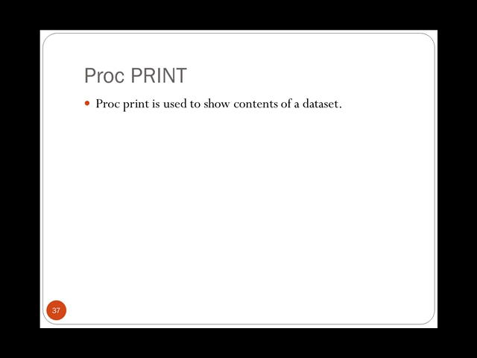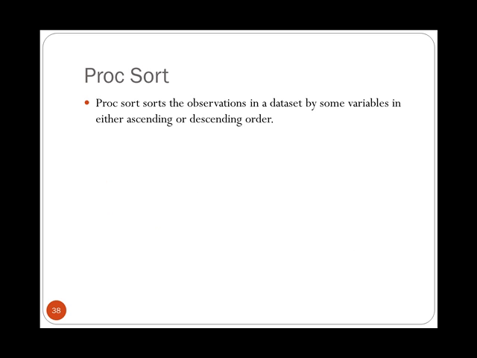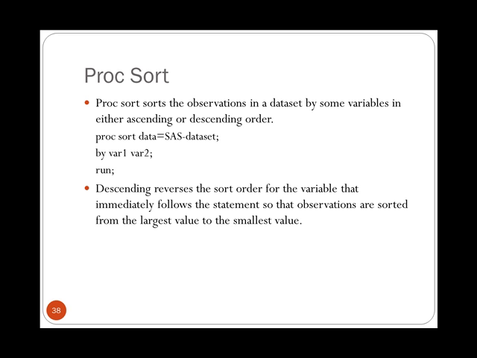Proc print is used to show contents of a data set. It's strongly recommended that you always include the data option in the proc statement, especially when you are working with several data sets simultaneously. Proc sort sorts the observations of the data set by some variables in either ascending or descending order. By default, it will be sorted ascending. If you want to sort by descending, you need to specify the keyword descending.